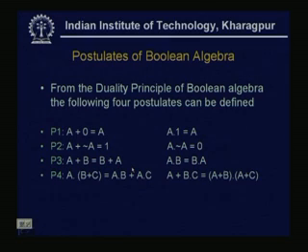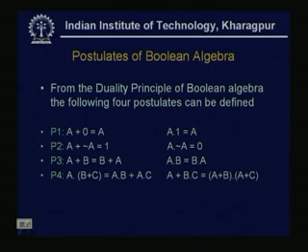Now last day we did the postulates of Boolean algebra. If I summarize last day's topic, from the duality principle of Boolean algebra, the following four postulates we have defined. What is that? If A is a Boolean variable, then A plus 0 is A. A plus negation A, that means complemented A, is 1. A plus B is B plus A, commutative. A dot (B plus C) is A dot B plus A dot C.